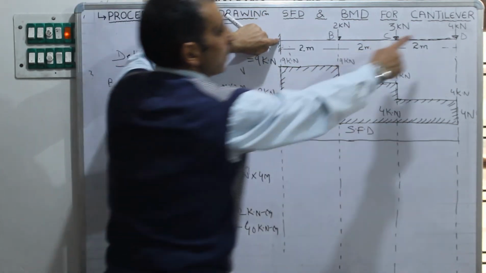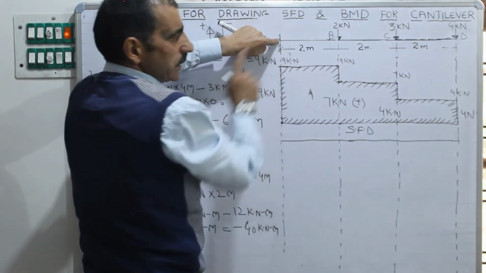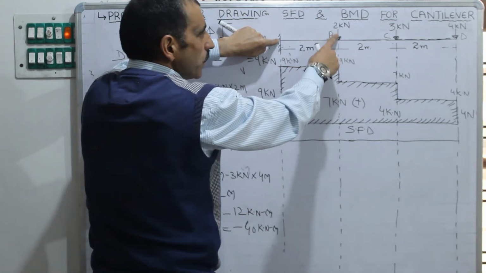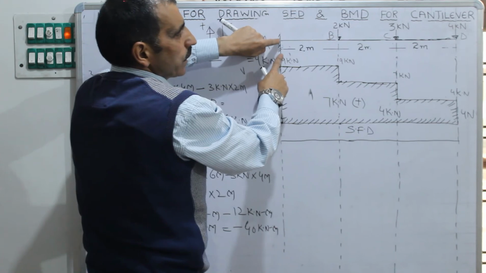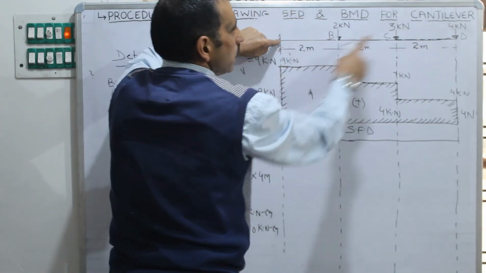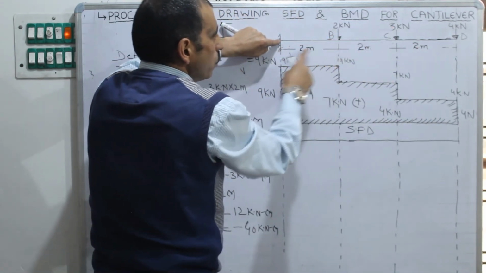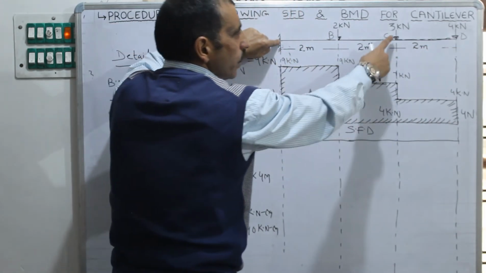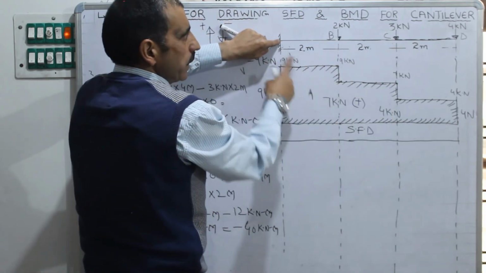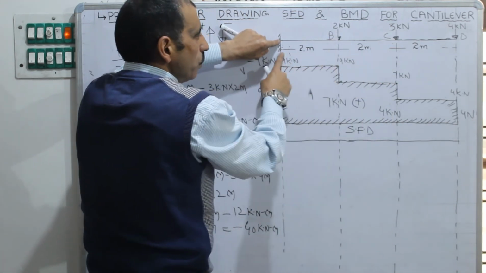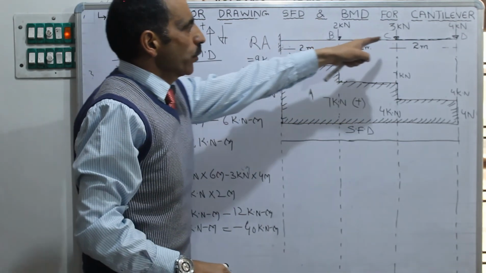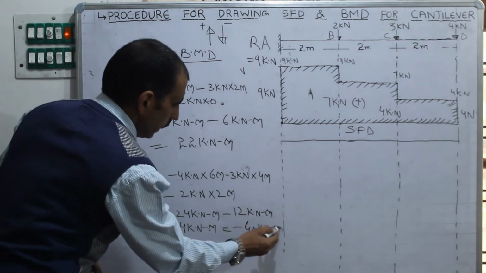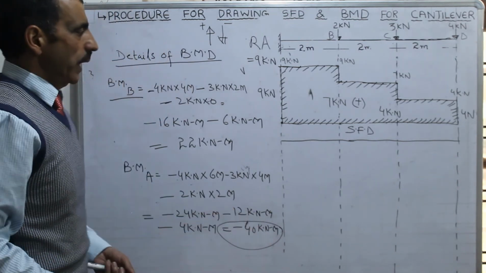See here. First 4 kilonewton, it is at a distance of 6 meters. Second load is 3 kilonewton, it is at a distance of 4 meters. Third load is 2 kilonewton, it is at a distance of 2 meters. That means 4 into 6, 3 into 4, 2 into 2. पहला लोड है 4 किलोन्यूटन, कितना दूर है ये 6 मीटर. दूसरा लोड है 3 किलोन्यूटन, कितना दूर है ये 4 मीटर. तीसरा लोड है 2 किलोन्यूटन, कितना दूर है 2 मीटर. And moment is product of force into perpendicular distance, and that I am doing it here. It comes 40 kilonewton meter, right?